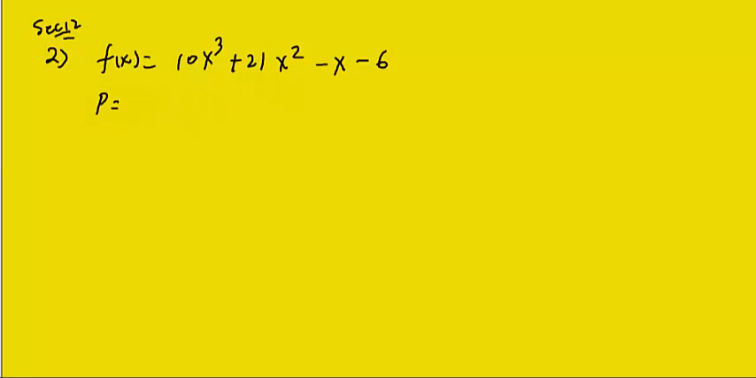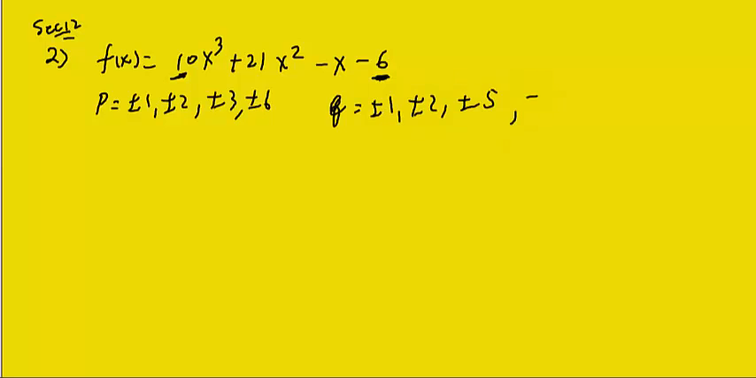Go p's, which are plus or minus 1 and plus or minus 2, plus or minus 3, and plus or minus 6. They just came from that. Then q's are going to come from here. It's going to be plus or minus 1, plus or minus 2, plus or minus 5, plus or minus 10. Holy cow.